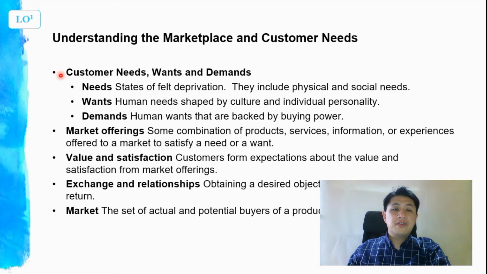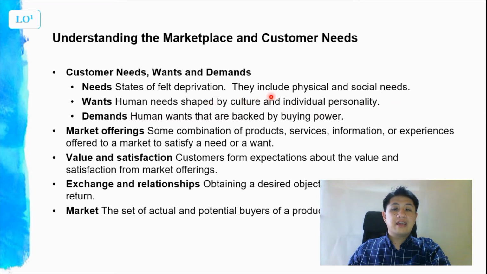On that, the first topic we have is needs, which is a state of felt deprivation. They include physical and social needs. What do we mean by that? We mean physical needs such as hunger, and social needs such as the need for companionship. In the case of the physical need itself, this will translate differently when it comes to wants. Wants are human needs shaped by culture and individual personality.